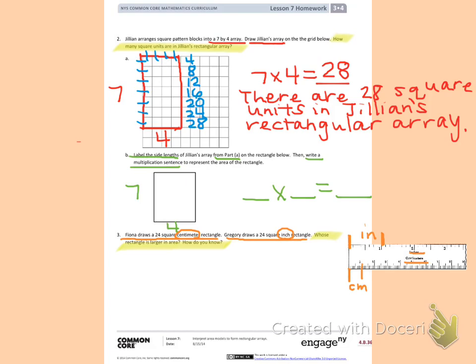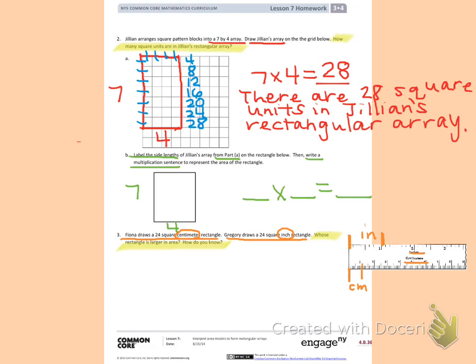Think in your mind, is an inch bigger or longer in length? Or is a centimeter longer in length? Then decide, is Fiona's rectangle the one that has the larger area, or is Gregory's rectangle the one that has the larger area? You write that in a sentence now. Don't forget, you need to start with a capital and end with a punctuation mark.